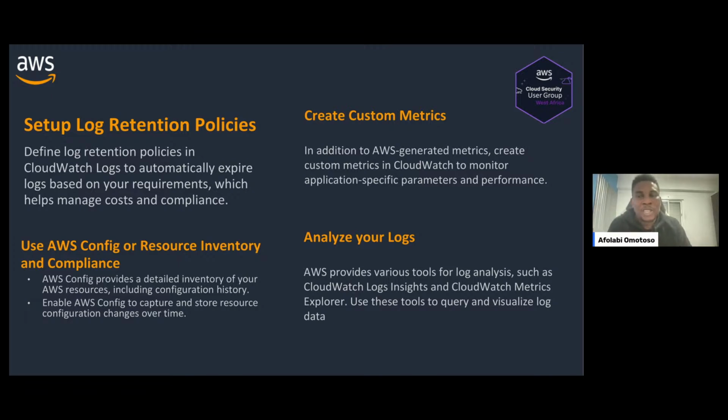So you don't want to keep spending money on storage. So you might want to configure things like log retention policies. And also you can set up some custom metrics, apart from the inbuilt metrics that we have in AWS CloudWatch. You can set up your custom metrics based on what you want to do.